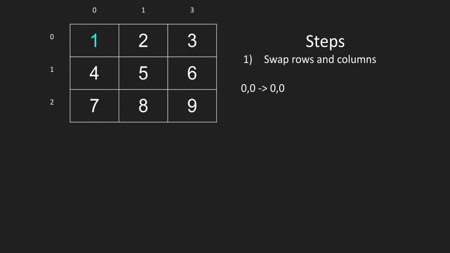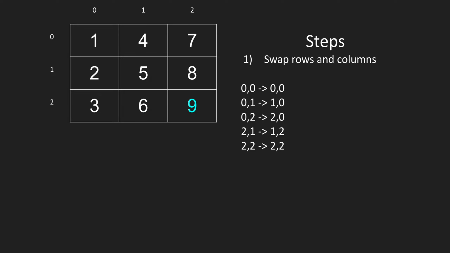So what we do here, we are taking the 0,0 cell and swapping it with 0,0, because that's the corresponding cell. For 0,1 it's 1,0, so we are swapping 4 and 2. For 0,2 we are swapping with 2,0, so we are swapping 7 and 3. The next one, we are swapping 2,1 with 1,2, so we are swapping 8 with 6. And the last one is 2,2, whose corresponding cell is also 2,2, so we are not swapping 9.